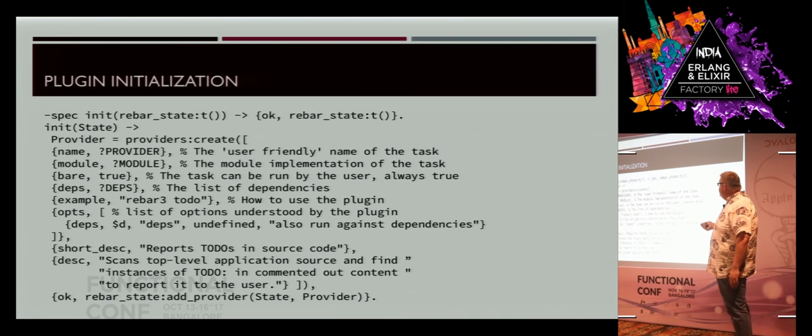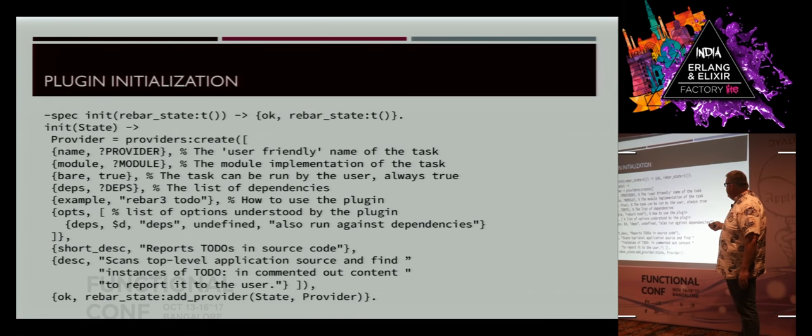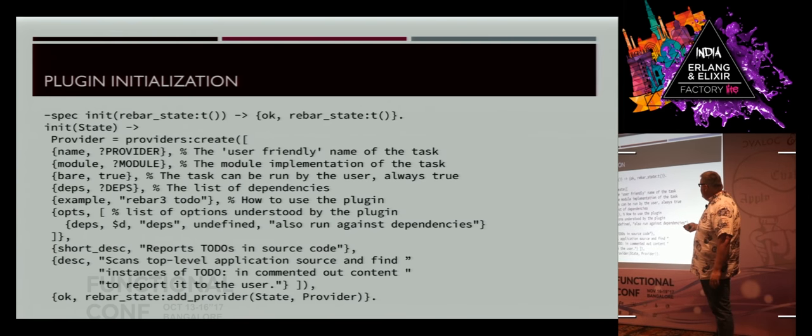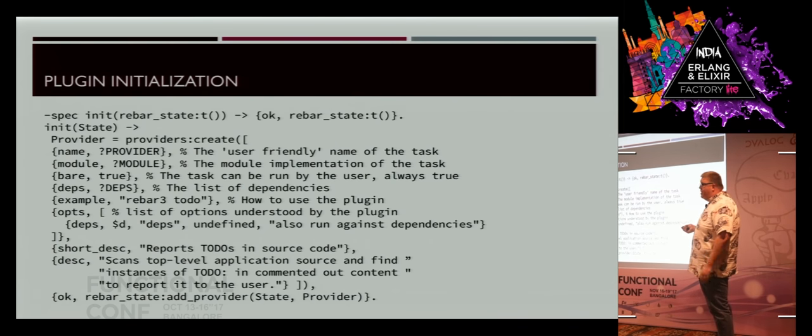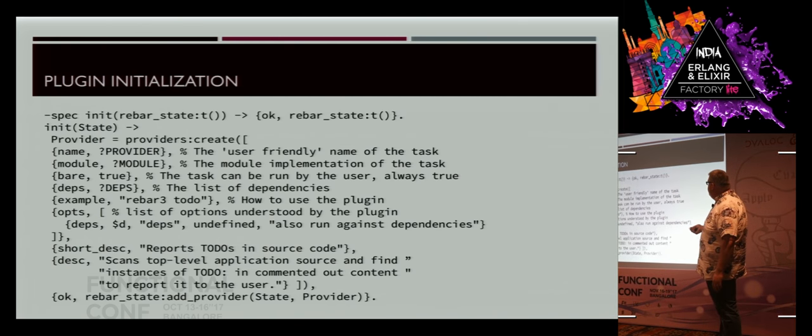So there's the name and the module. Those are, I think, self-explanatory. This is a weird one, but basically it says that the task can always be run by the user, so you just want to do that. And then deps is the list of dependencies. In this case, it is whether or not you should allow the plugin to descend into dependencies. And then there's an example, and this is used for help messages.